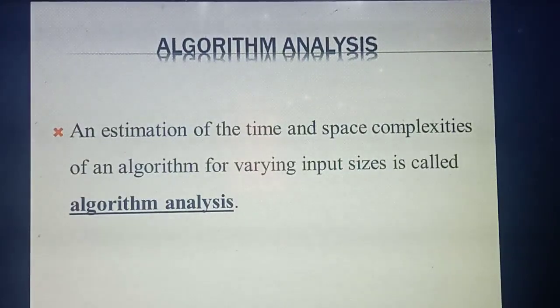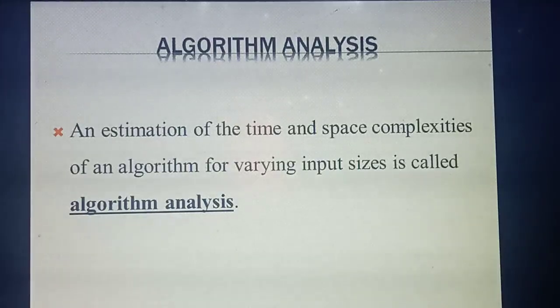Algorithm analysis. Understood? So today's algorithm and program answer, that is a very important question, and algorithm analysis is also very important. Two important questions you have studied. After completion of this session please study these two questions. The remaining things just read out, because the first part of the chapter is not much important.